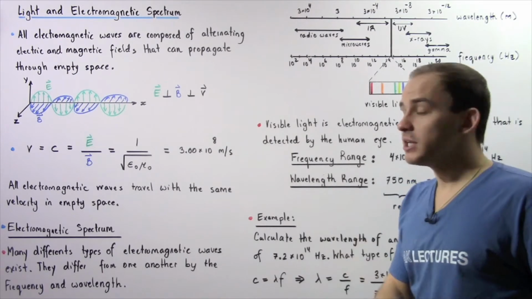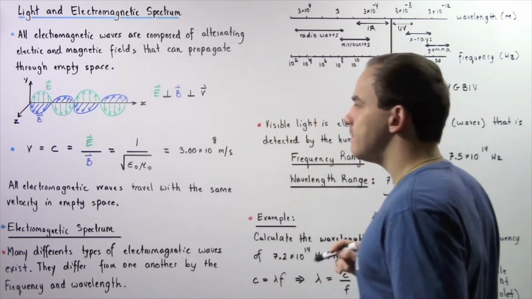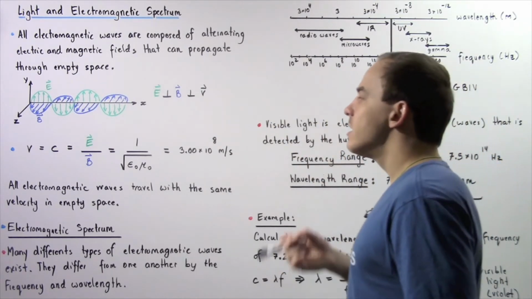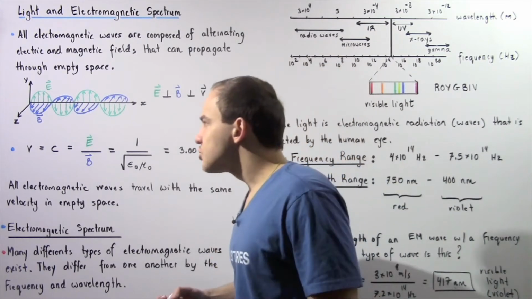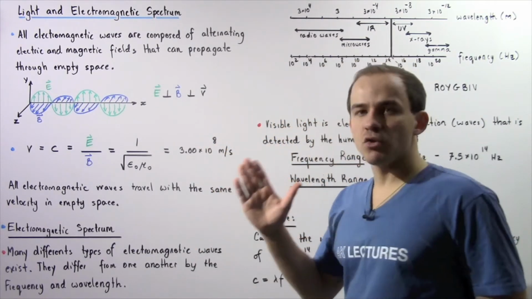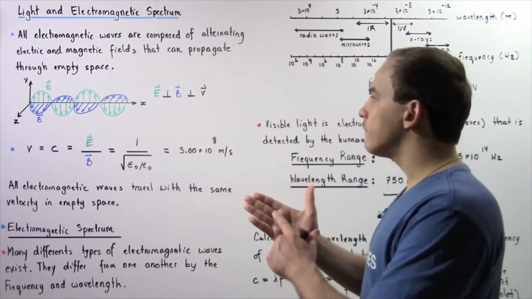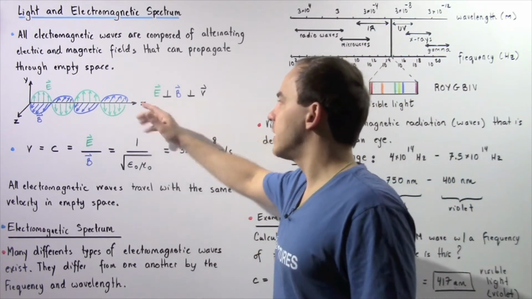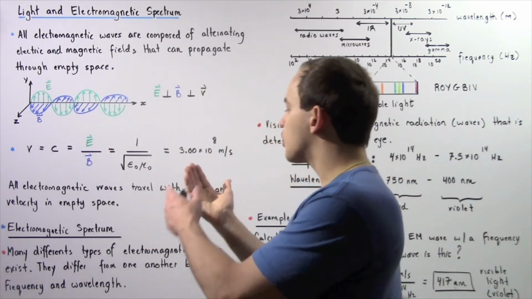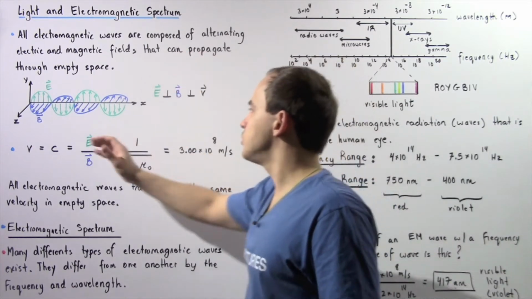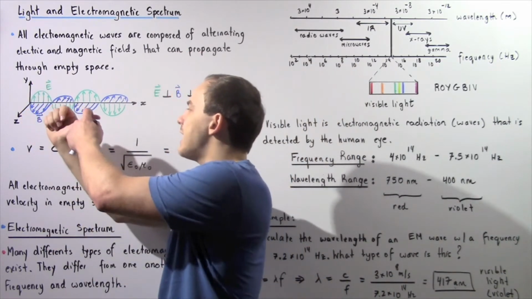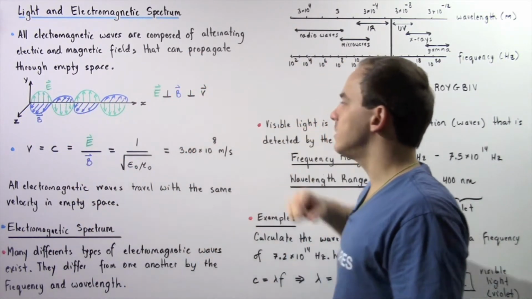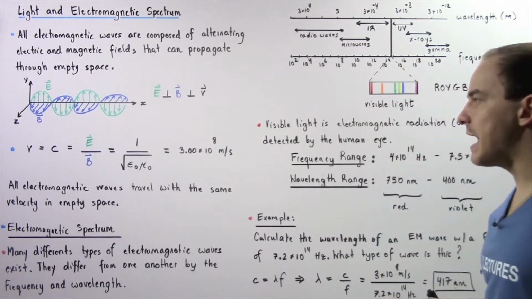Now, to determine the direction of the velocity vector, we simply apply the right-hand rule. We take our right hand and point our fingers in the direction of the electric field. Then we curl our fingers in the direction of the magnetic field. We extend our thumb, and the thumb points in the direction of the velocity vector.